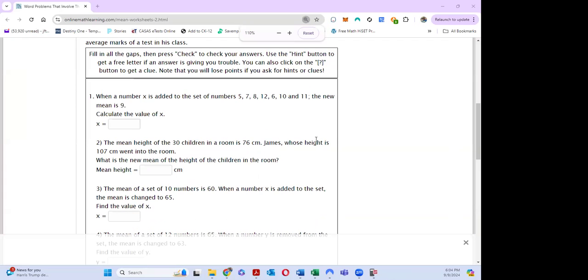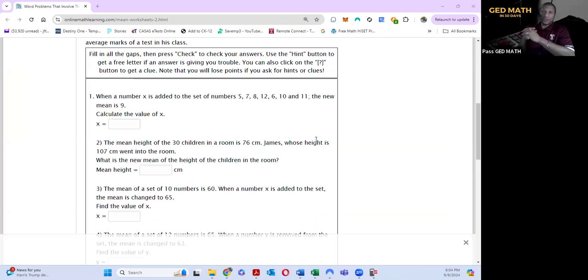Okay, so part of the problem is when you're in class, they're showing you how to do the mean, and you just add the numbers up and divide by how many there are. You know how to do the median: put them in order and find the one in the middle, right? But the problem is they give you a question like this. When a number X is added to the set of numbers 5, 7, 8, 12, 6, 10, 11, the new mean is 9. So they're giving you the average, and then you have to find the missing value.